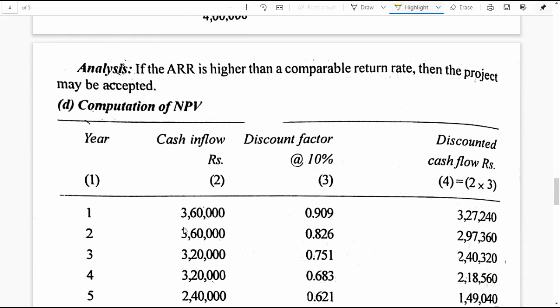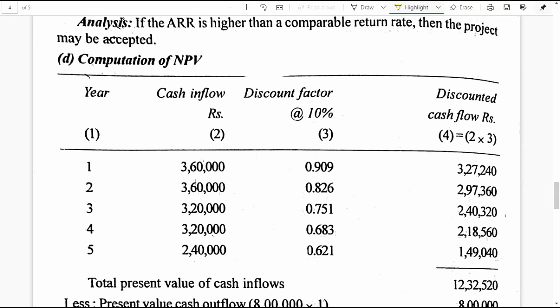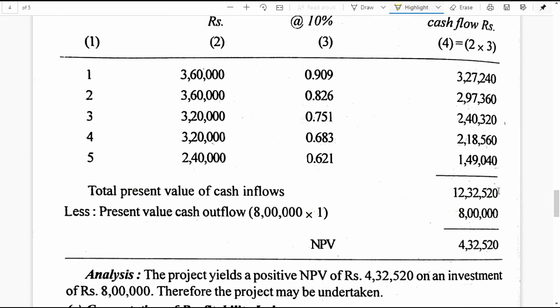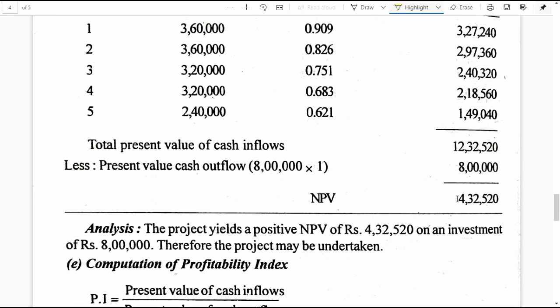Now let us calculate the net present value of the project. For calculating net present value, we should make use of cash inflows from the project for its lifetime that are presented here. Now the discount factor at 10% that we have picked up from the PVIF table for 10% is written in this column. You multiply the cash inflows with the respective PVIF factor for the years, and you get these discounted or present values of cash inflows for all these 5 years. The total of the present values of cash inflows for 5 years comes to 12,32,520, from which you subtract the cost of the project, 8 lakh, and you get the balance 4,32,520 as the net present value. Since the net present value of the project is positive, this project is accepted.